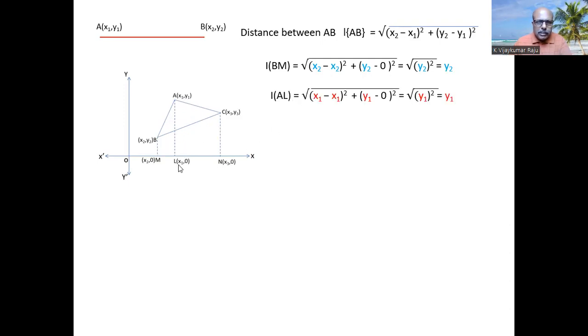X1 minus X1 plus Y1 minus 0 whole square. So x1 minus x1 is 0, so 0 square is 0. So y1 square, which is only equal to y1. Now Cn is equal to x3 minus x3 whole square plus y3 minus 0 whole square. This is 0, so it is y3 square, this is y3.